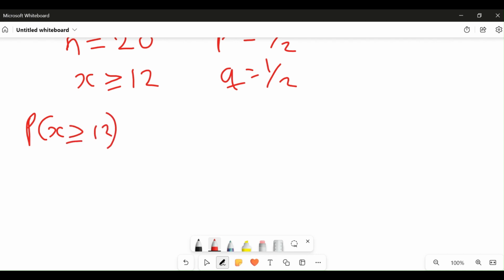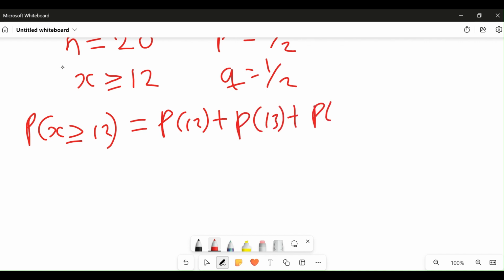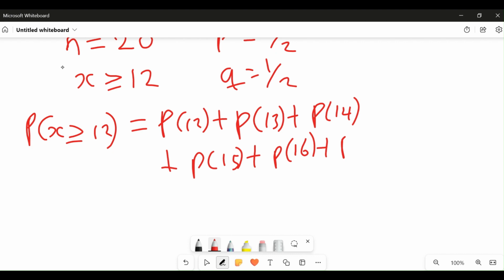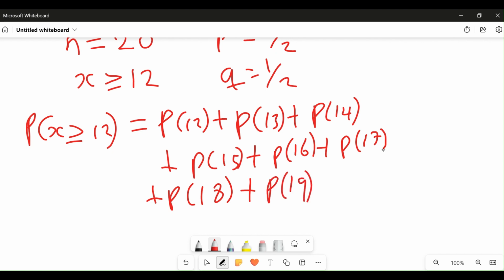We are asked: P of X greater than or equal to 12 equals what? P of 12, plus the probability of P of 13, plus P of 14, plus P of 15, plus P of 16, plus P of 17, plus P of 18, plus P of 19, plus P of 20. That's the probability of X greater than or equal to 12.